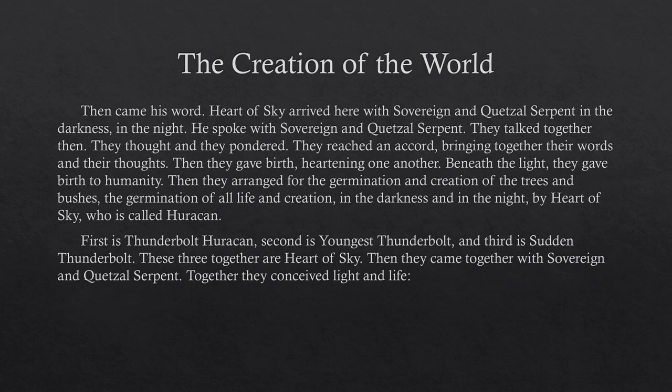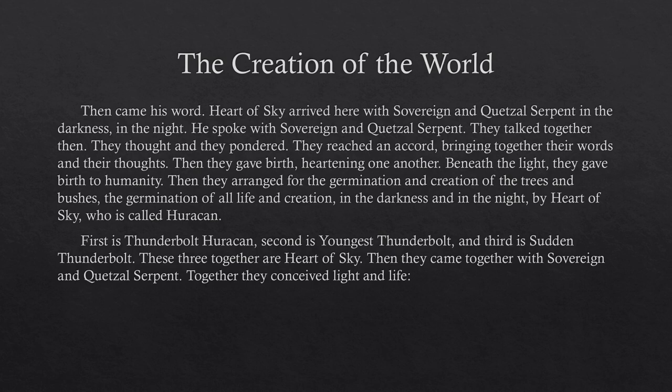The second passage, the creation of the world. Then came his word. Heart of Sky arrived here with Sovereign and Quetzal Serpent in the darkness, in the night. He spoke with Sovereign and Quetzal Serpent. They talked together then. They thought and they pondered. They reached an accord, bringing together their words and their thoughts.